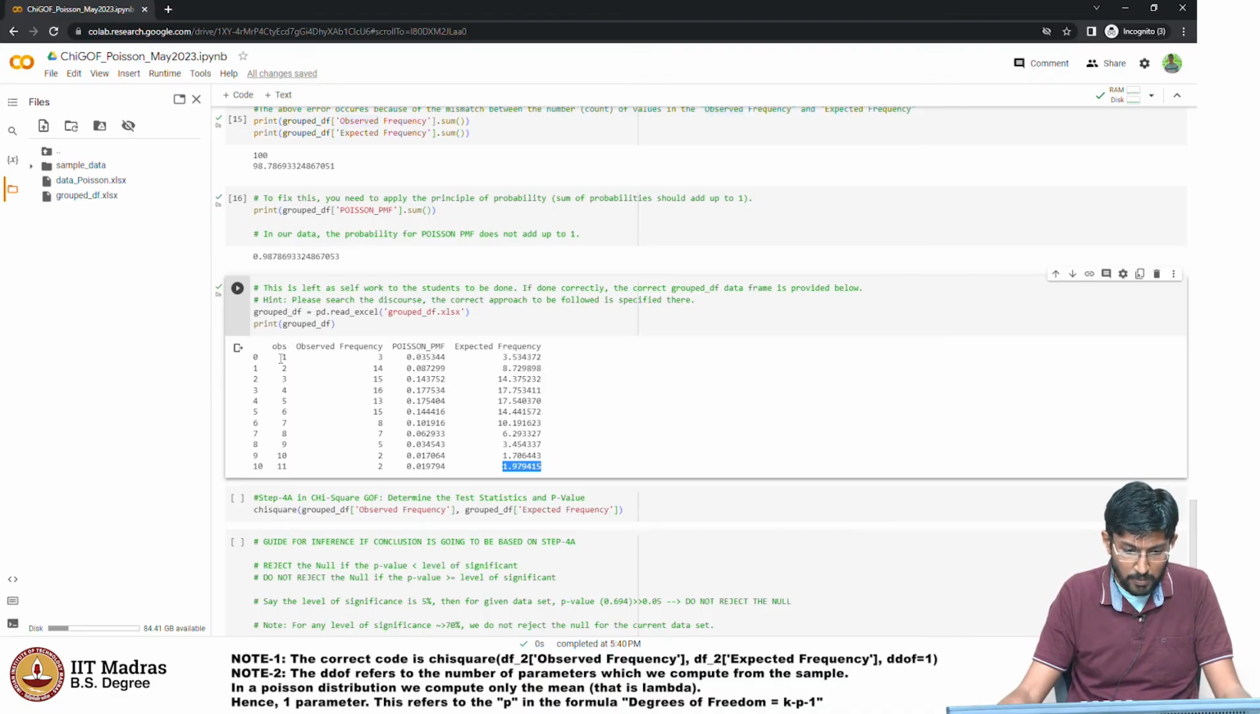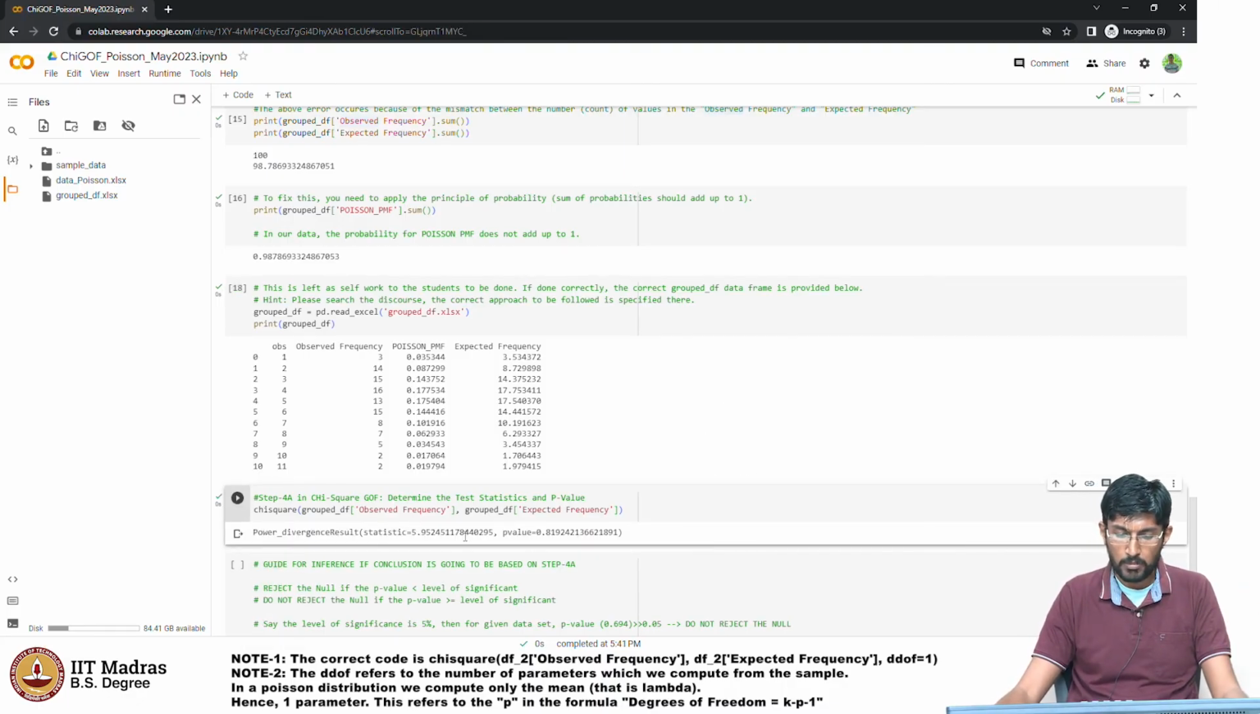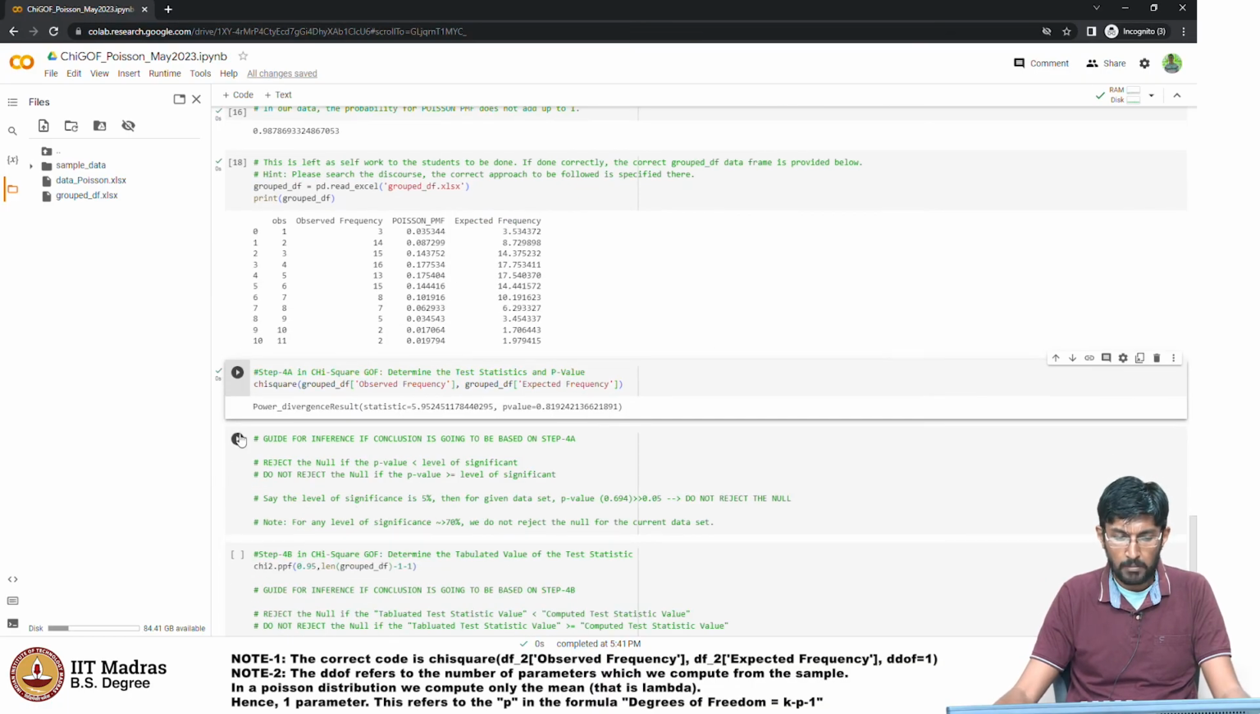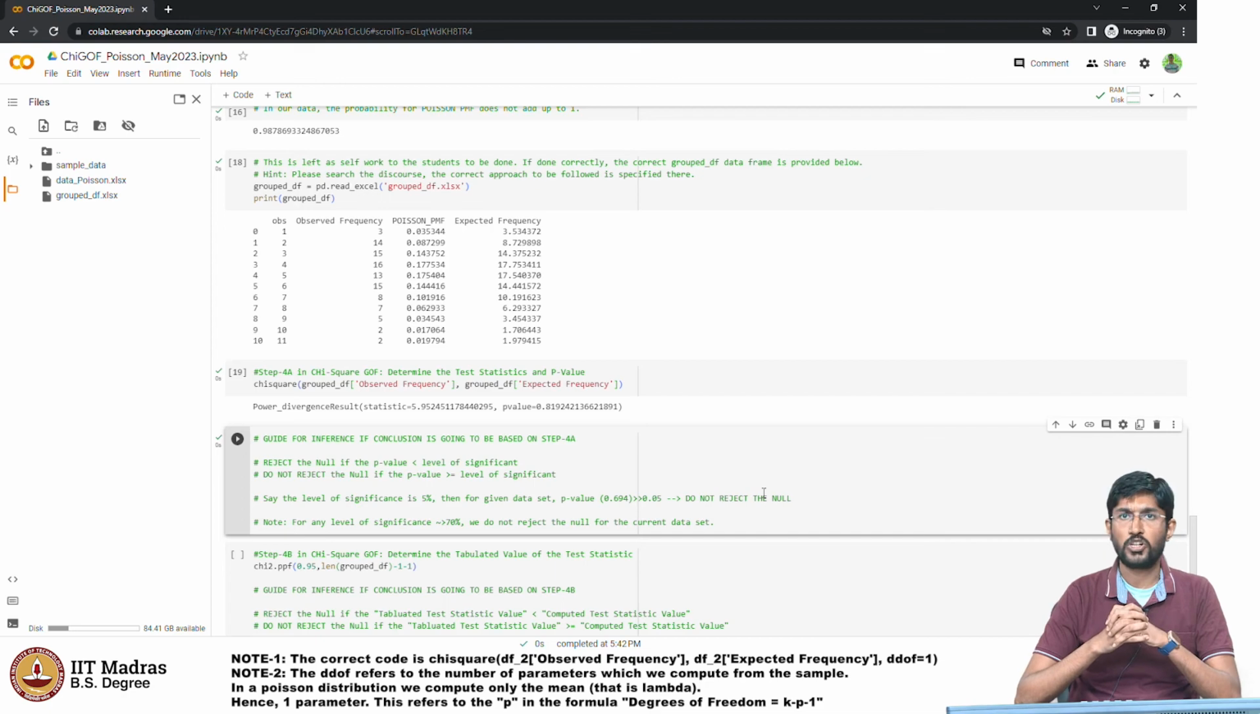Once you do that, you should end up with a data frame that looks like this. So I have my bins 1 to 11. I have my observed frequencies for each of these bins, and I would have the correct expected frequency for each of these bins. Now if I perform my chi-squared goodness of fit test, there would be no problems. I would get a chi-squared value of 5.9 and a p-value of 0.8. Obviously, since my p-value is 0.8, at a level of significance of 5%, 0.05, I would not reject the null. The conclusion is do not reject the null, which means my defects are indeed following a Poisson distribution in my production process.